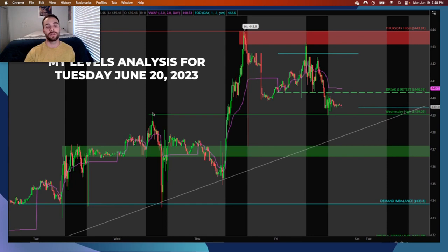So what I see happening tomorrow morning is we have a break and retest here. We've been in a massive uptrend. Buyers have been buying up every single demand zone, break and retest. We've just been trending up like crazy.